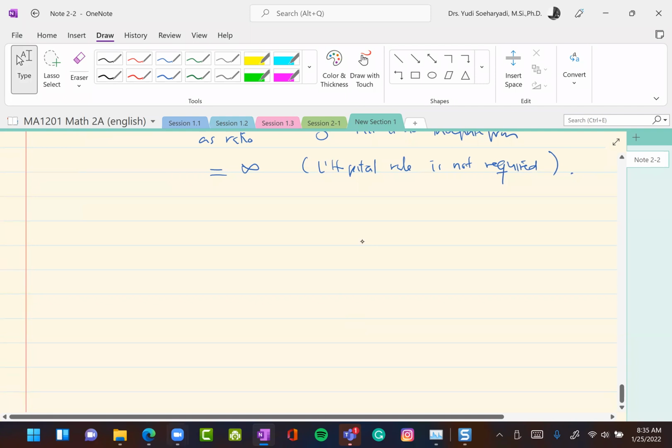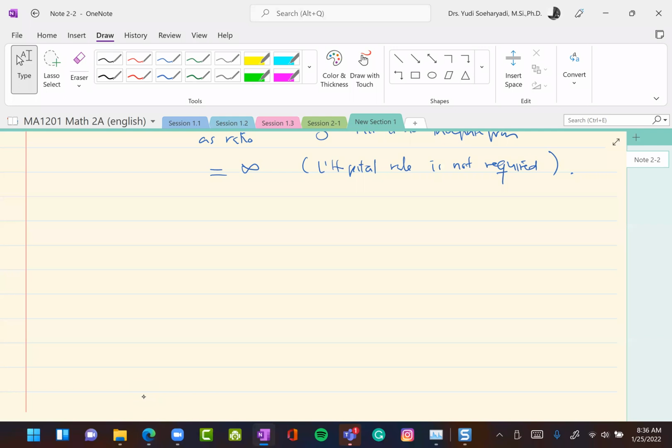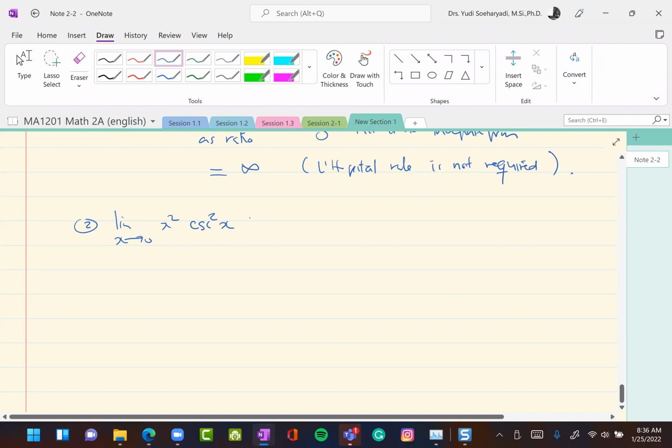All right, let's see. That's not a good example. Let's take one that really involves cosecant, which is 1 over sine. So this one, x squared times cosecant squared x. This one is 0 times infinity, so small times large. Cosecant is 1 over sine, and sine 0 is 0.